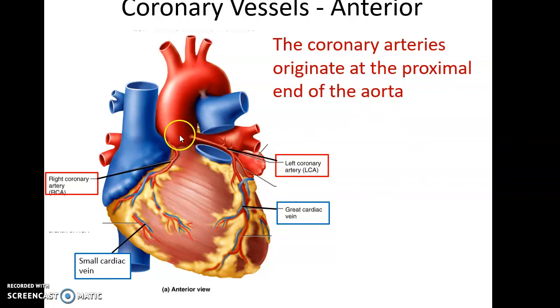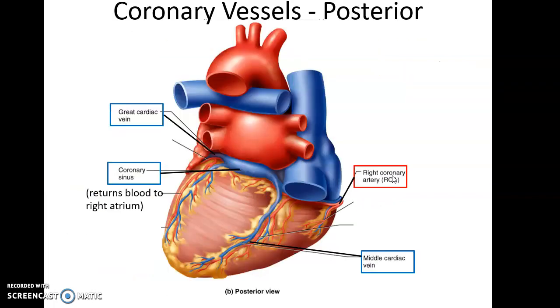So this starts off with the right and left coronary arteries carrying oxygenated, nutrient-rich blood to the heart itself. And then it ends with the coronary sinus, which is a vein that returns deoxygenated blood into the right atrium.